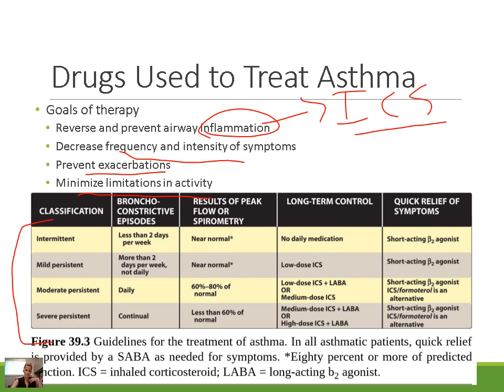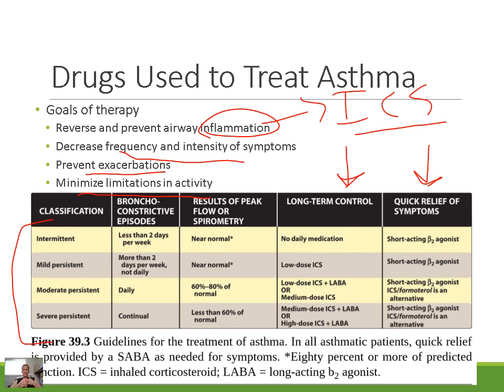So if you look over at the treatment phase here, you'll see long-term control and quick relief. Long-term control is like chronic therapy, right? This is daily therapy that patients use. Quick relief of symptoms is acute. That is only when needed. And that's a really important distinction.